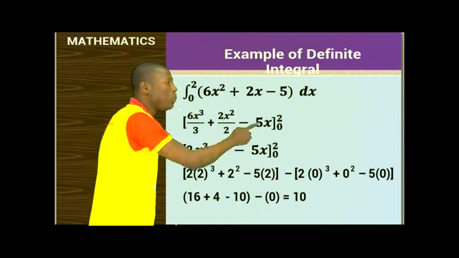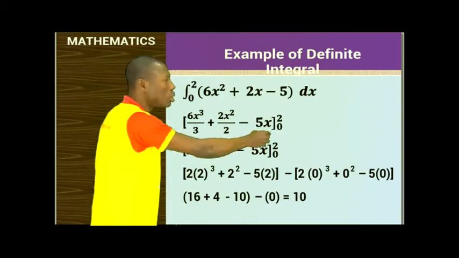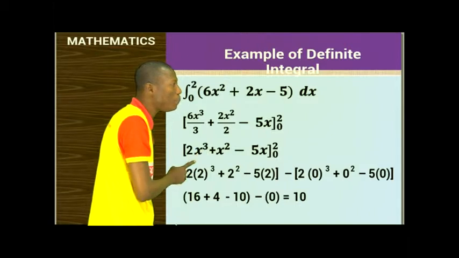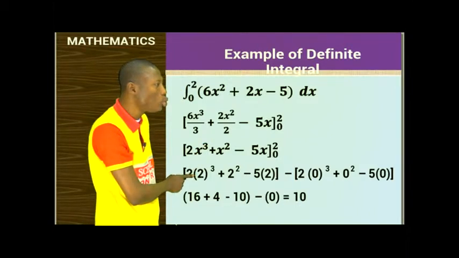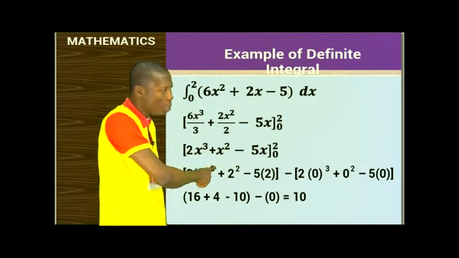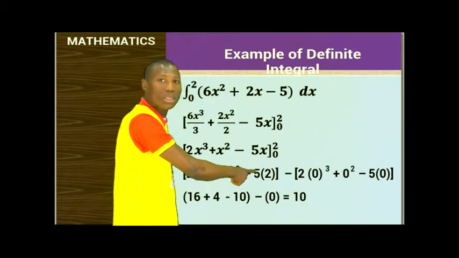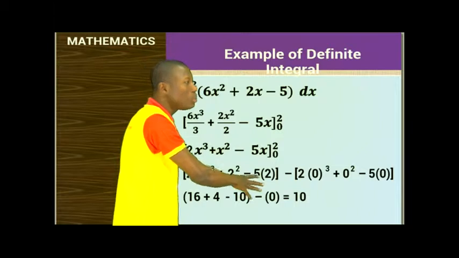Everywhere you have x here, put 2 to represent it, minus you put 0 inside. So when you put 2 inside, you get this: 2x cube, you change to 2 bracket 2 cube, plus 2 square, x square to 2 square, minus 5x, which is 5 bracket 2. This is for 2.